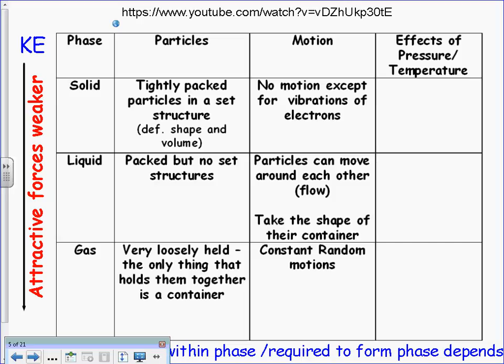So we already know tightly packed particles, defined shape and volume. We already know no motion except for vibrations. You guys tell me, is there an effect on the solid? You have to add pressure to the solid.